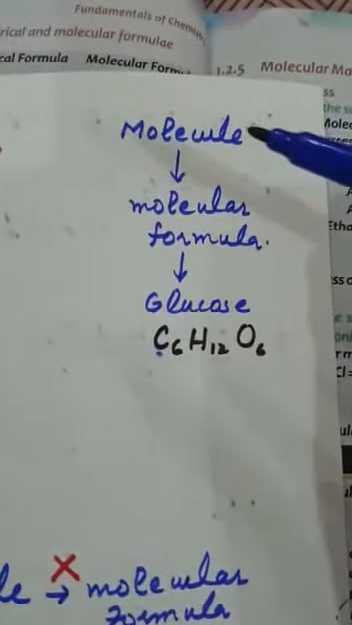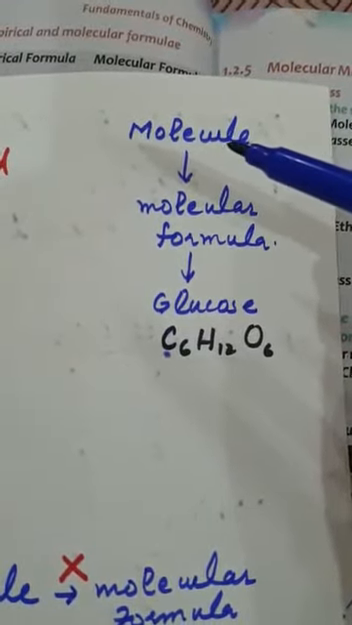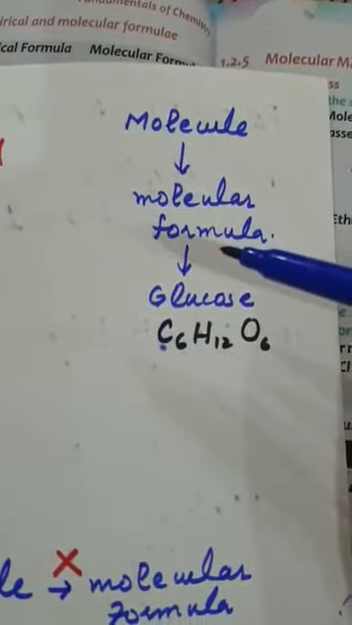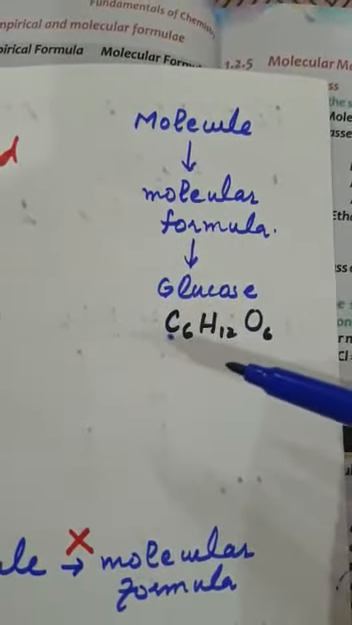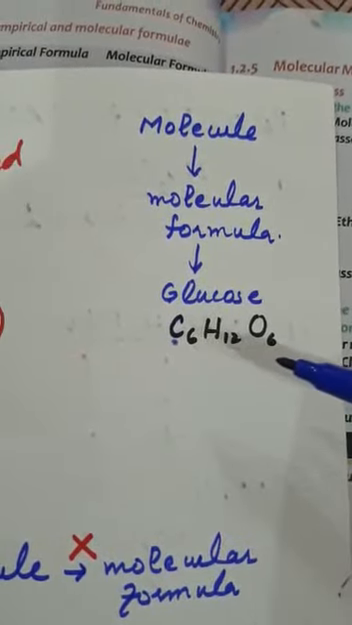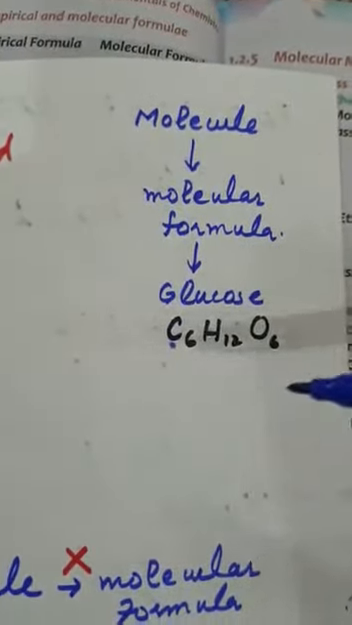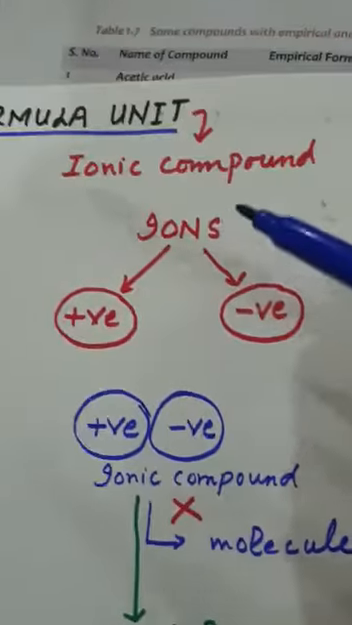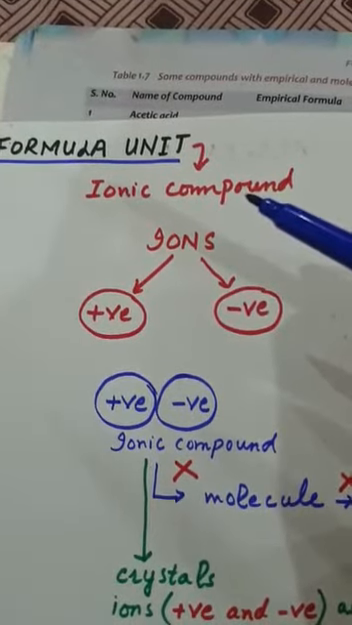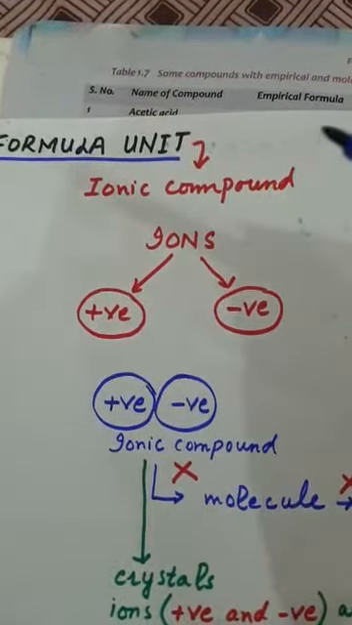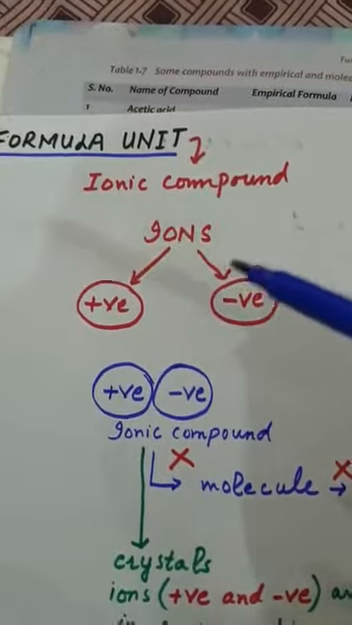You know very well that in the previous lecture we discussed that molecules are represented by the molecular formula. Glucose is a molecule and its molecular formula is C6H12O6. So that's all about the representation of a molecule. Now for the representation of ionic compounds we use formula units. We will discuss these things in detail now.